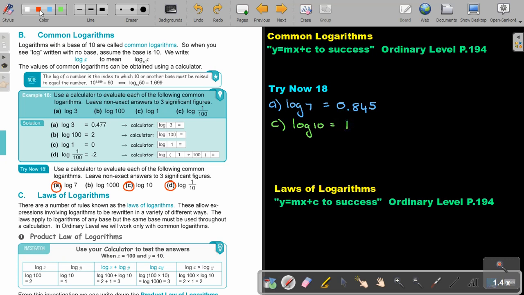And then the last one, log 1 over 10. So press on your calculator, log bracket 1 divided by 10, close the bracket, equals, and that is going to give me an answer of negative 1. Okay, and that's how you do common logarithms. And you can use your calculator.